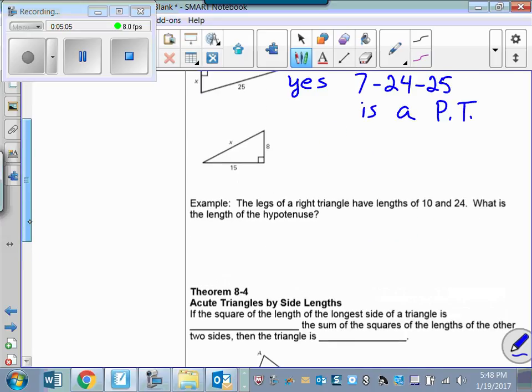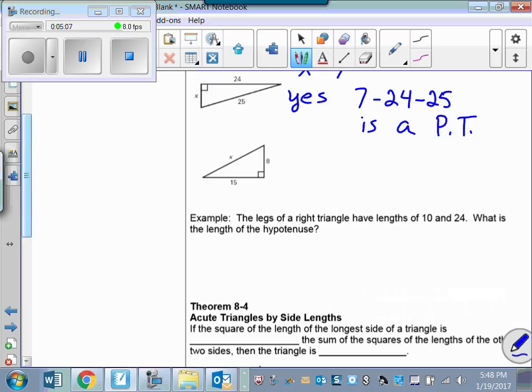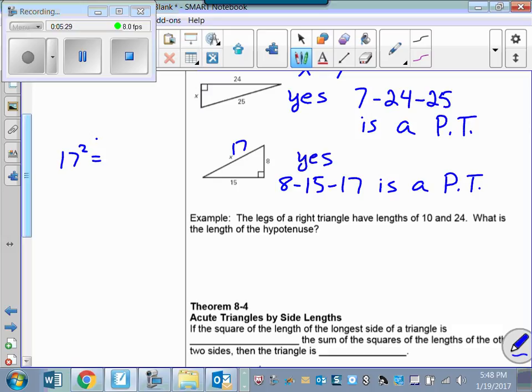All right, how about this one? 8, 15. Didn't we also have 8, 15, and 17? We sure did. x is 17, so yes, 8, 15, 17 is a Pythagorean triple. And if you don't believe it, guys, put it into the theorem and check it out. See if 17 squared really equals 8 squared plus 15 squared. And you'll find that it does.